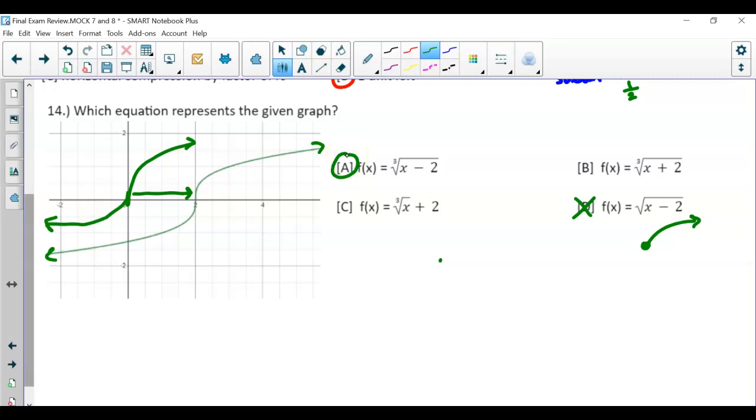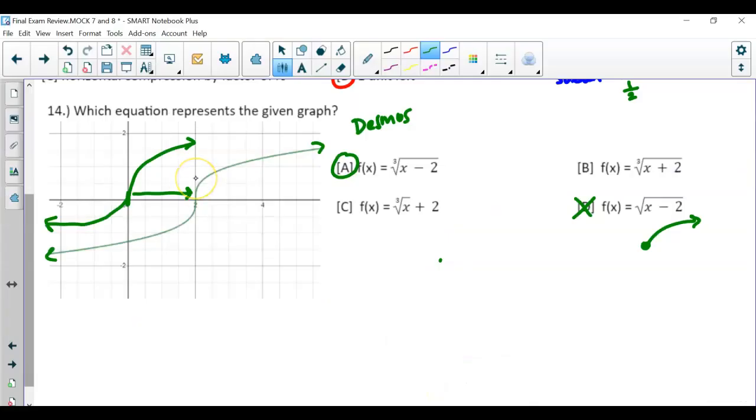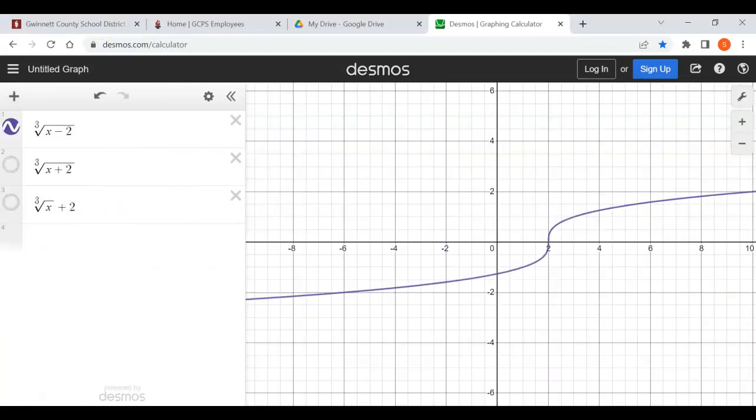However, what if you want to check and make sure that you got the right answer? What tool that you will have access to can you check? Desmos. So again, you could graph these in Desmos just to check to make sure that you have the correct graph. So here is A. Notice we are going through that positive 2 here, and always check to make sure that even points also match up. Now, just to double check, you could even graph the others.